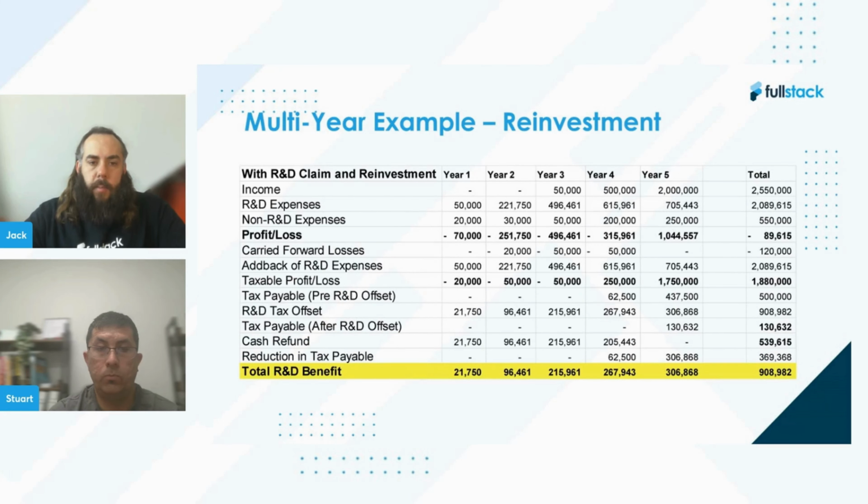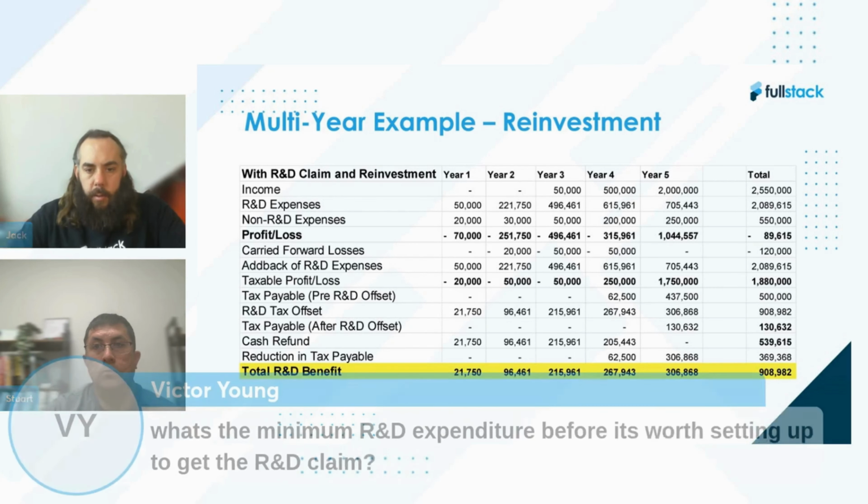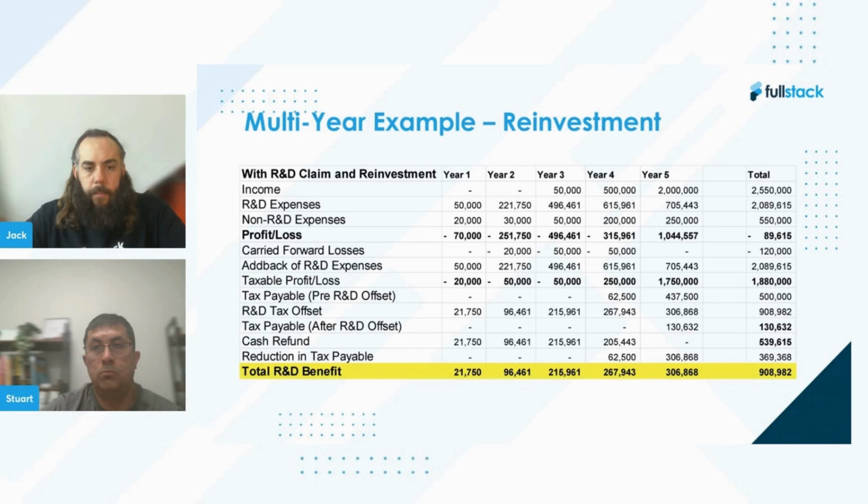And then the third example is the same as the second example, those multi-year examples, but with reinvesting the cash refund, the refundable portion of the R&D tax offset, back into R&D. So you can see that the total benefit there is quite significant.